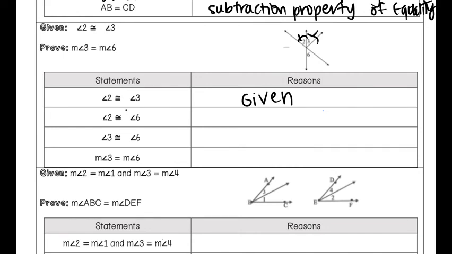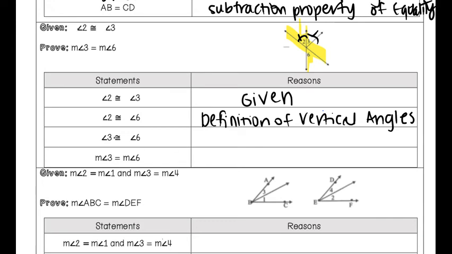Then it says angle 2 is congruent to angle 6. Okay, well, let's look at our diagram. Angle 2 is here, angle 6 is here. Those must be congruent because they are across from intersecting lines from each other. So that's the definition of vertical angles, because those 2 angles were vertical to each other. So definition of vertical angles is our reason for why we're allowed to make that claim.